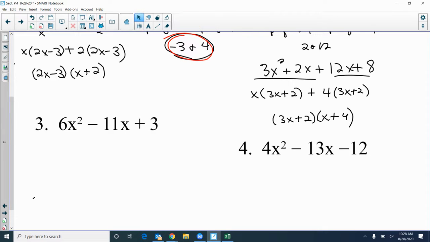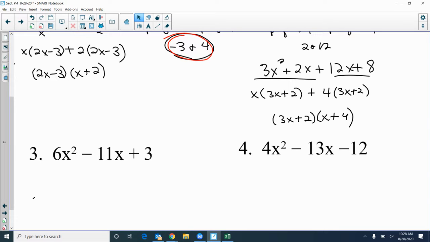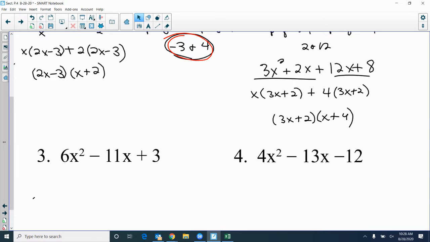I don't care which method you use. If you want to do grouping, if you want to do guess and check, see what you come up with.